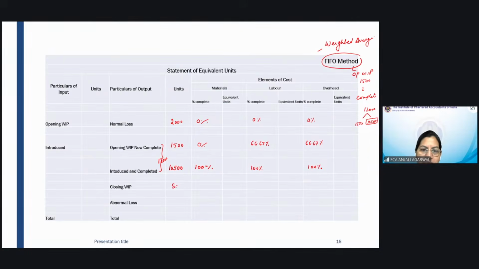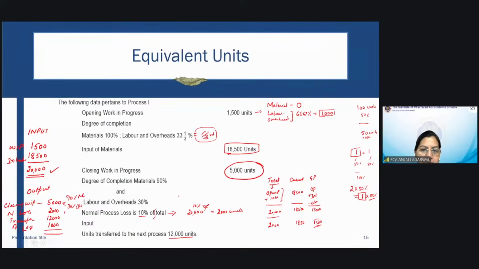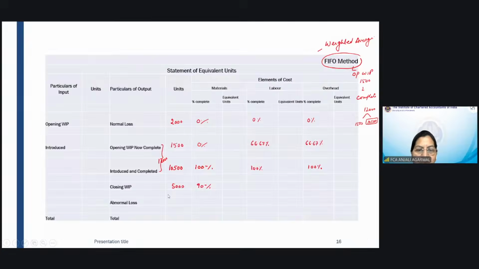You have a closing WIP of 5,000 units, which was 90% complete in this period as far as material is concerned. This closing WIP will move to the next period as opening WIP. And in that period, you will take it as 10% required to be completed as far as material is concerned. So here, closing WIP is 5,000. You can see it was 90% complete as far as material is concerned and 30% complete for labor and overheads.